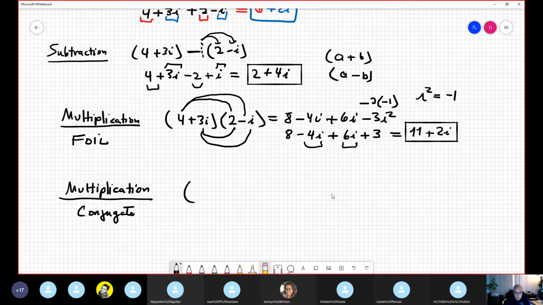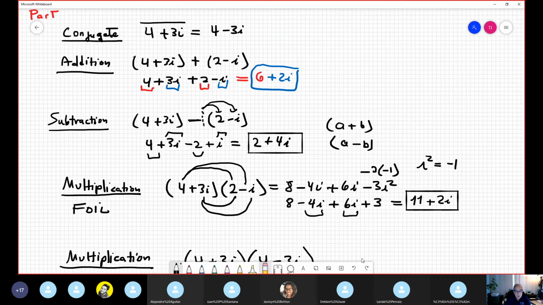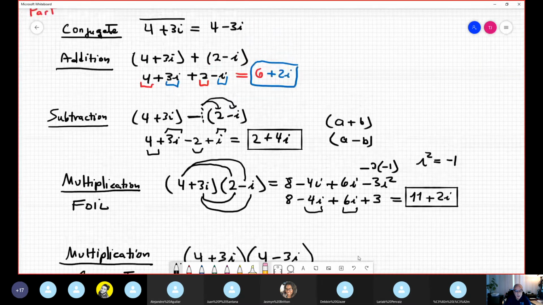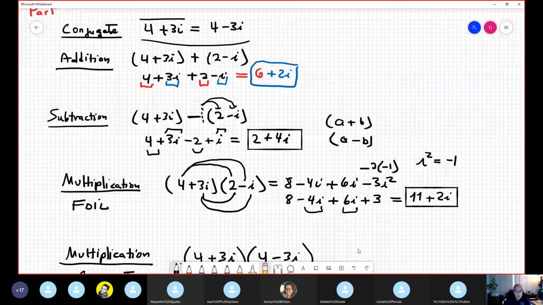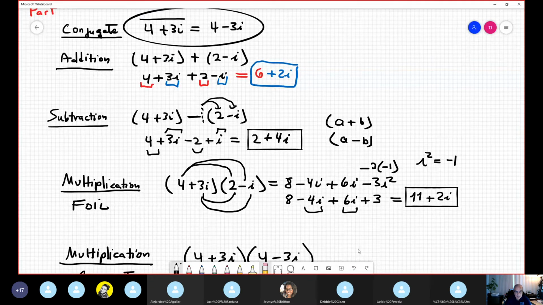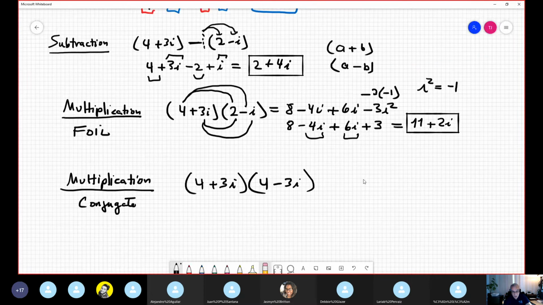Okay, suppose you multiply two complex numbers, but they are conjugates of each other: 4 plus 3i again, and 4 minus 3i. Remember the idea of the conjugate. I repeat again, the conjugate is the same complex number, same 4 and 3, but the imaginary part I put with the opposite sign. And now, when you multiply conjugate complex numbers, you see a surprise. I have no idea. I applied the regular procedure.